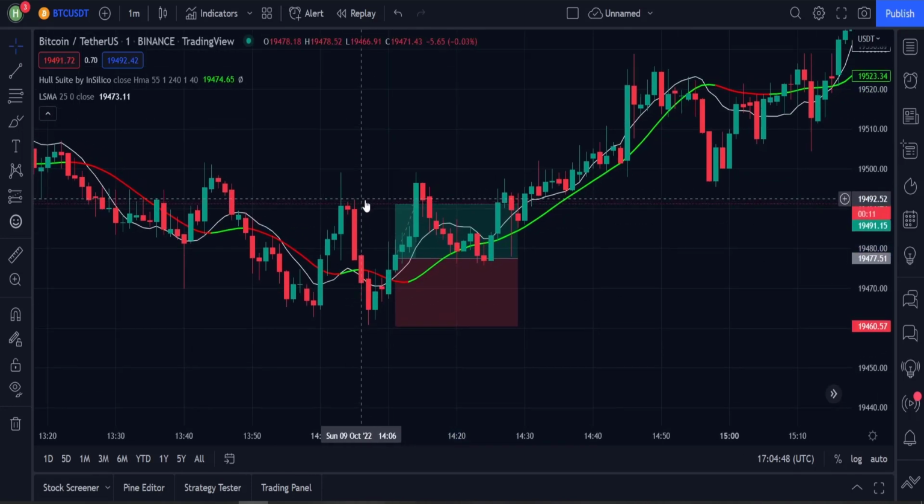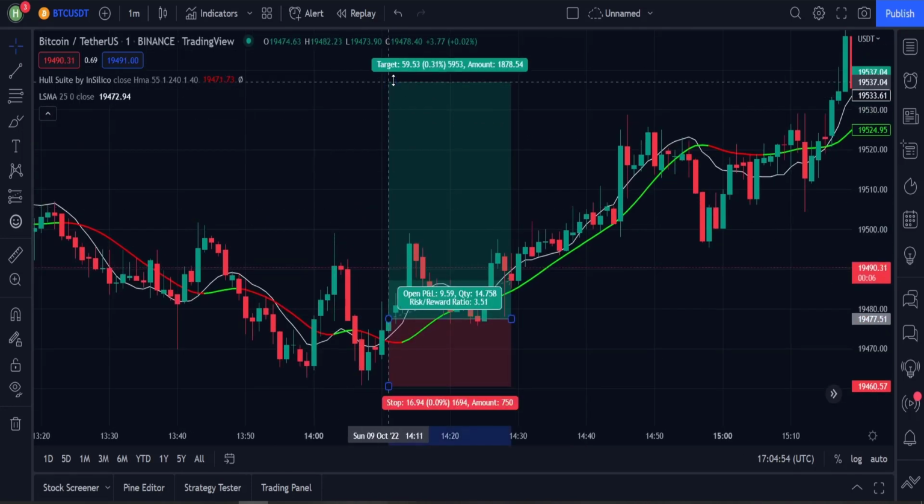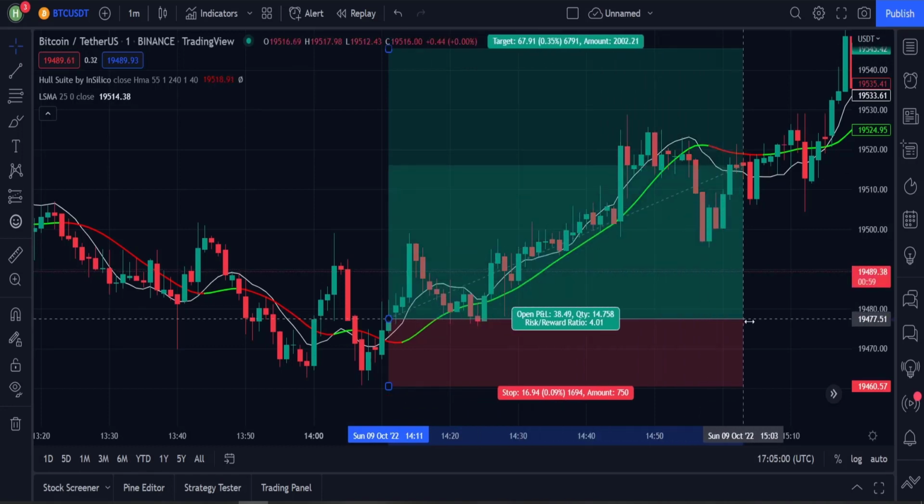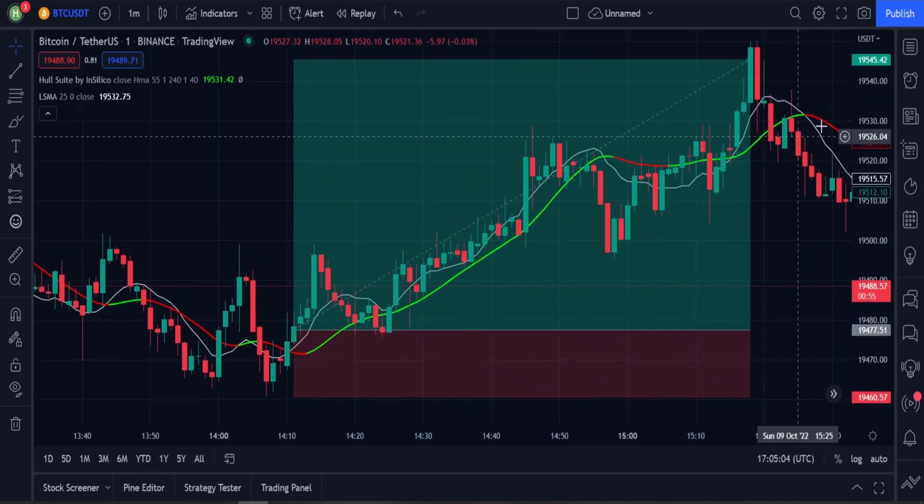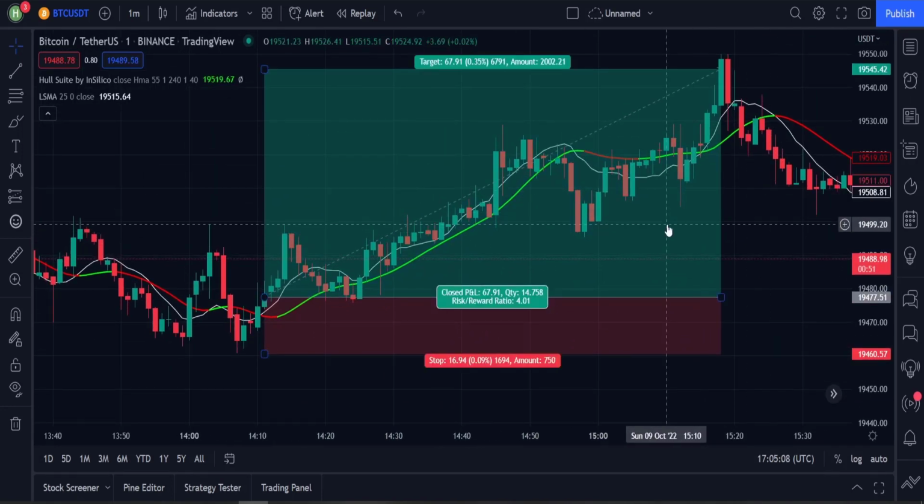Because of the huge reward-risk ratio, sometimes you'll have to wait quite a while for the price action to hit the exact profit target, which is actually not a big problem if you're trading on a 1-minute time frame.